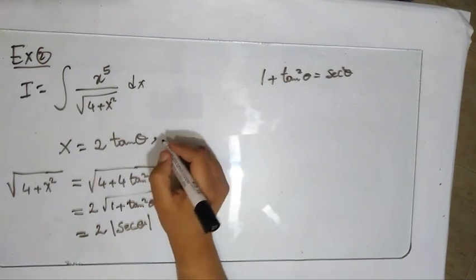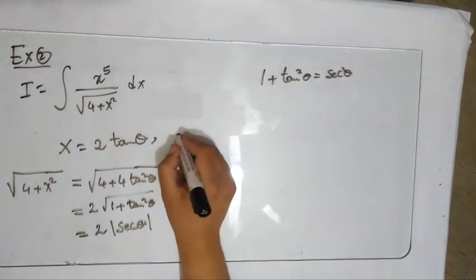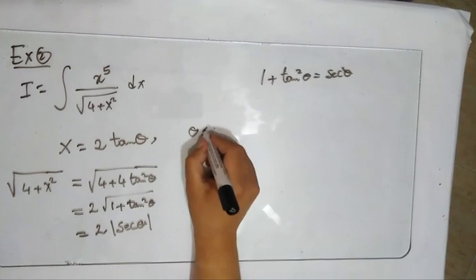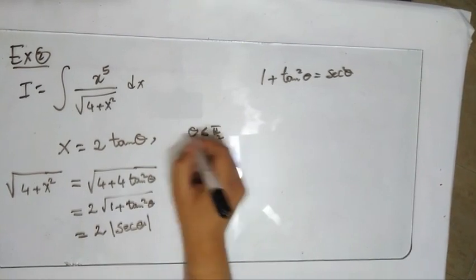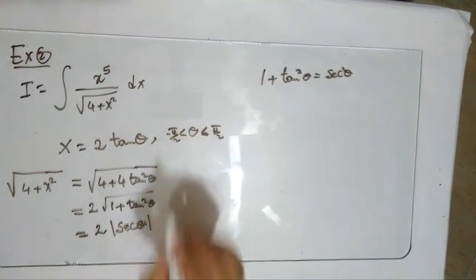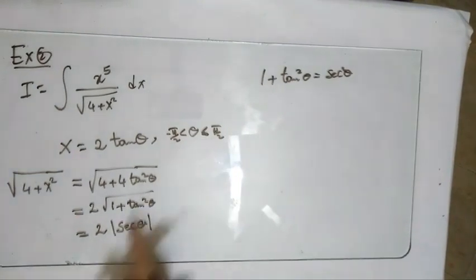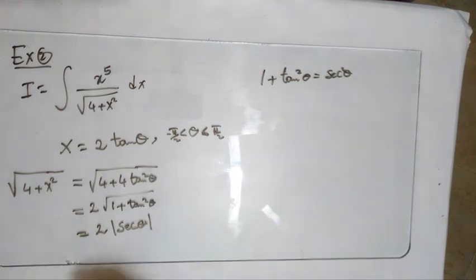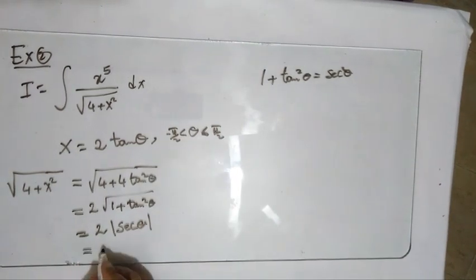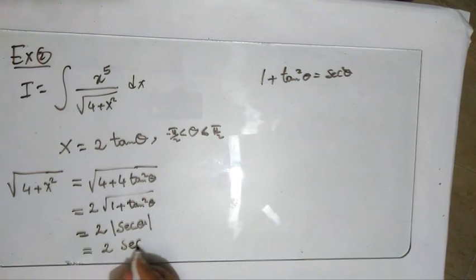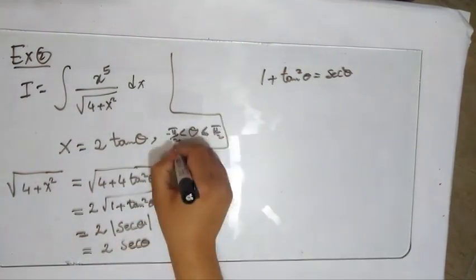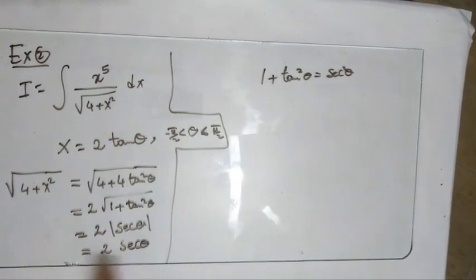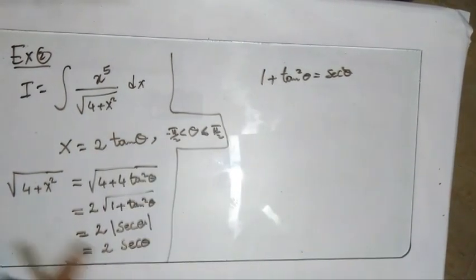So if we choose theta to be restricted to between pi over 2 and negative pi over 2, then the secant is 1 over cosine, and the cosine is a positive function inside this interval, so this will be the same as 2 sec theta. So if we use this substitution with this restriction, we will get rid of this square root by 2 sec theta.